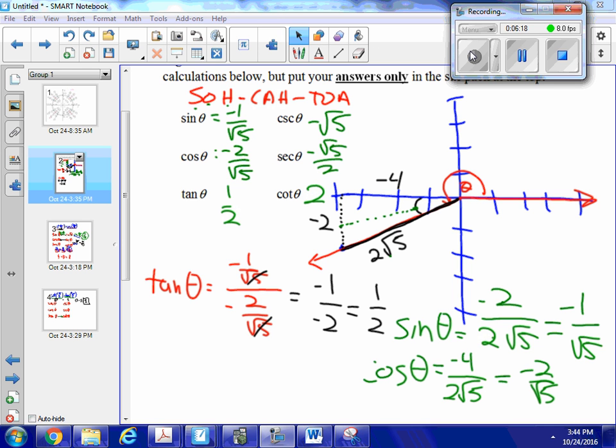So the key thing here is to realize I can only use the unit circle values if I have a unit circle. If I have angles in 30, 60, 90s, and a hypotenuse of 1. But in this particular case, I had to use my Pythagorean theorem in order to figure out what all 3 sides of the triangle are. So then I can go back and use my Sohcahtoa to actually find the specific trigonometric values.